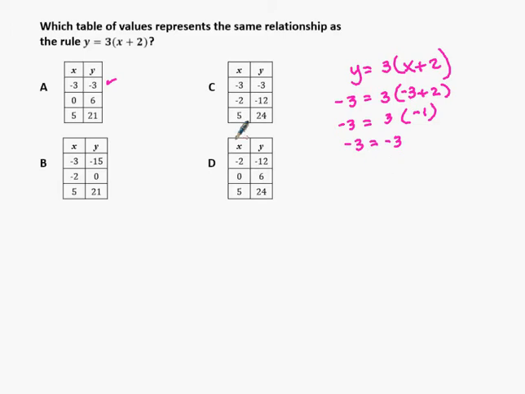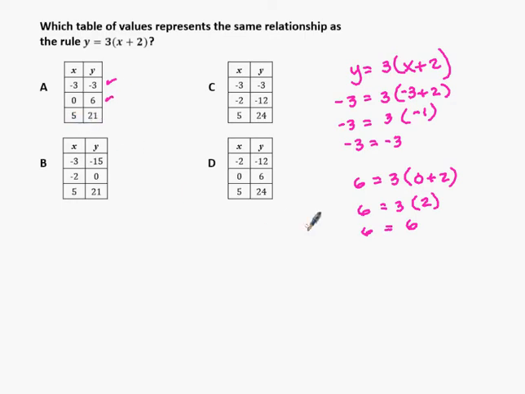All right, let's plug the 0 and the 6 in. So we have 3 times 0 plus 2. Does that equal 6? Well, 0 plus 2 is 2, still times the 3. And of course, 3 times 2 does equal 6. So 6 does equal 6. That one checks out as well.